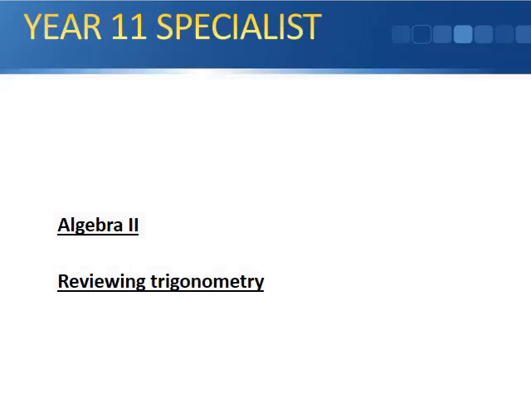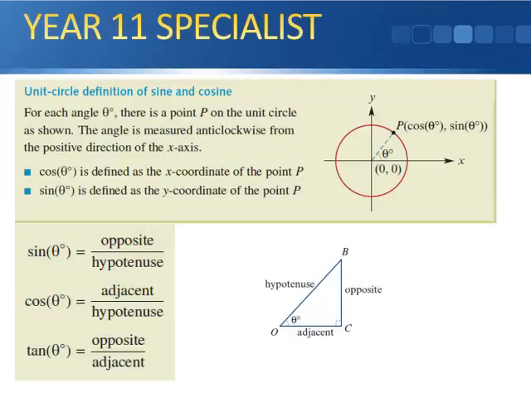Reviewing trigonometry. The unit circle. Now, by definition, we know that the unit circle has a radius of 1. And if we take this angle here, then cos theta is the x part and sine theta is the y part.